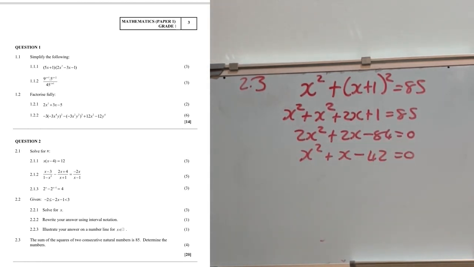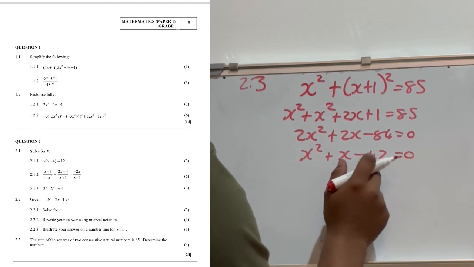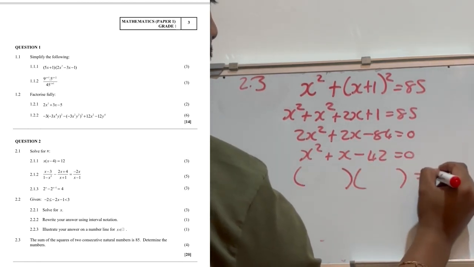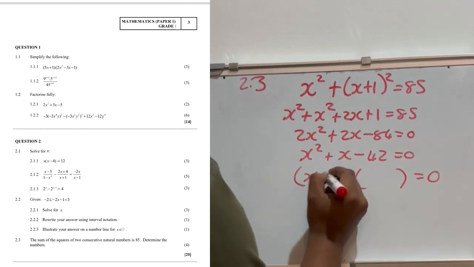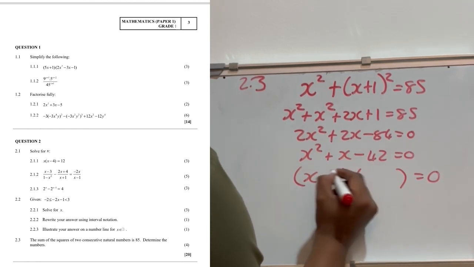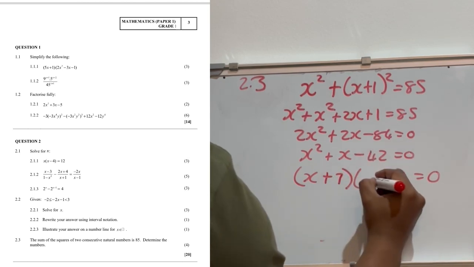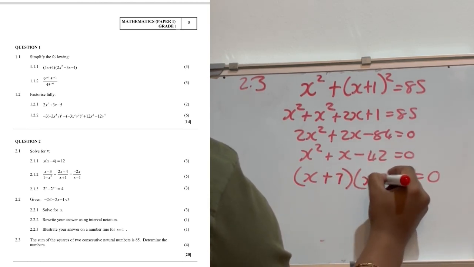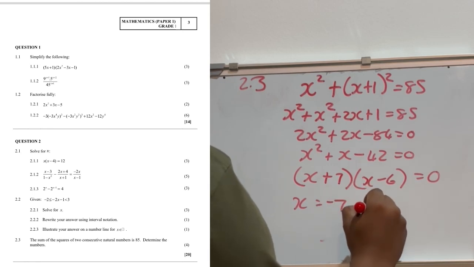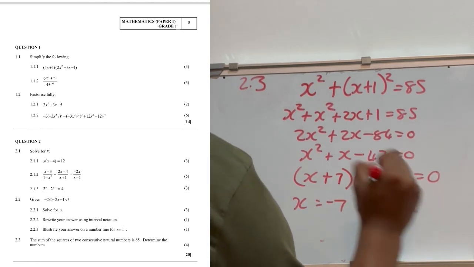Okay? So now, factors of 42, so we're going to have two brackets. So we're going to say x, factors of 42 is 7 times 6, so you're going to have plus 7, x minus 6, so then x is going to be minus 7 or x is going to be 6.